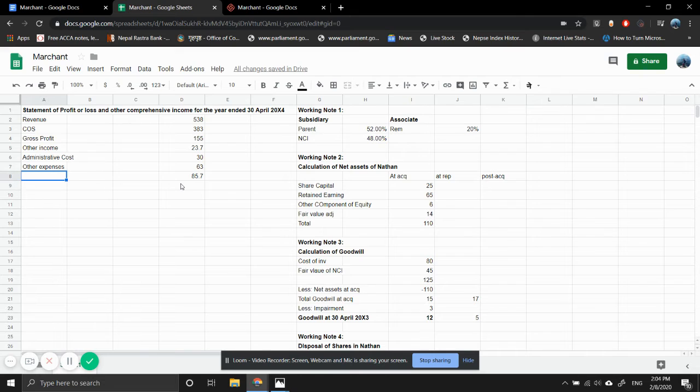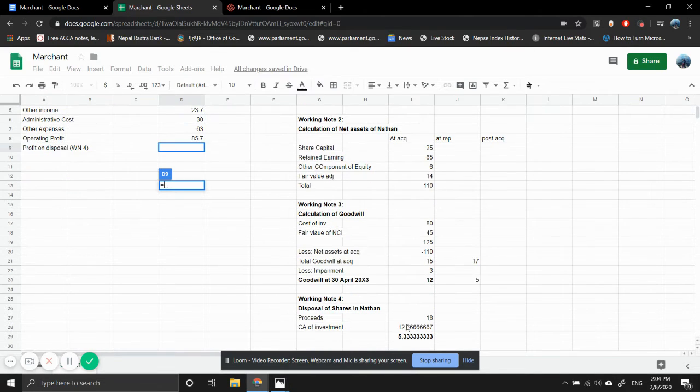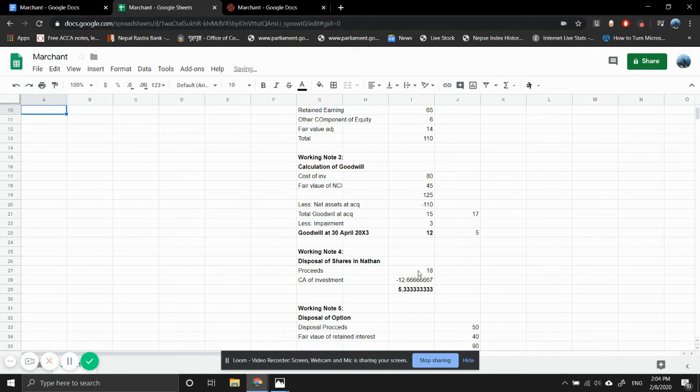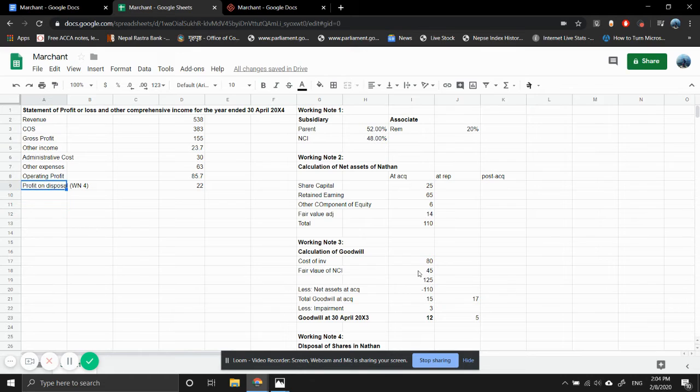So we have reached operating profit, right? So let's see. The other thing that is important, let's not miss out, is profit on disposal. Profit on disposal. How much did we dispose of? Working note 4, right? And then this figure will be from here, not 4 as well, 5. Okay, working note 5.